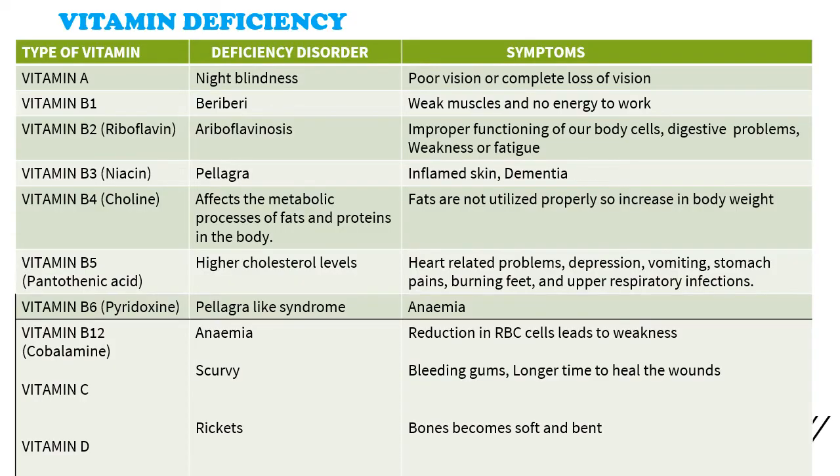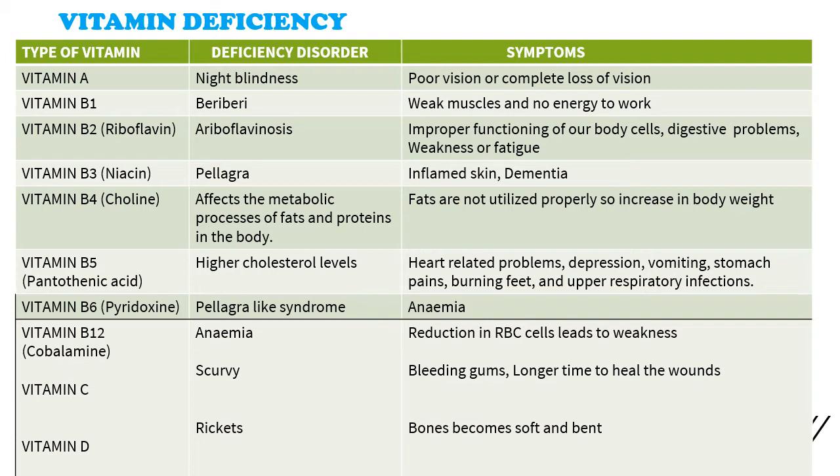What are the vitamin deficiency disorders? You have seen different names of vitamins in your first part. Now we are going to name the disorders caused by the deficiency of these vitamins and the symptoms related with that. Vitamin A, night blindness. So you have poor vision. Vitamin B1, very weak muscles.